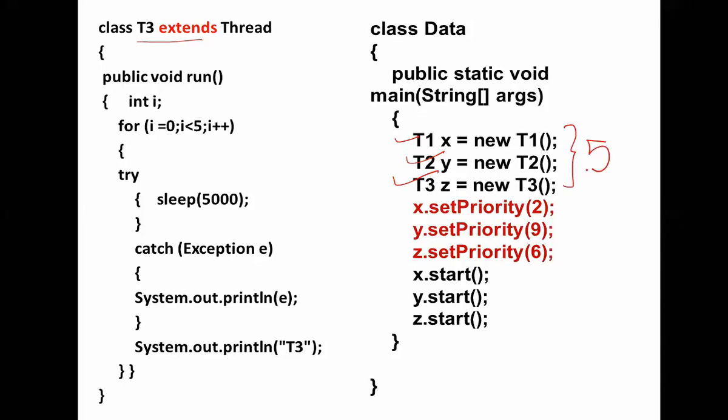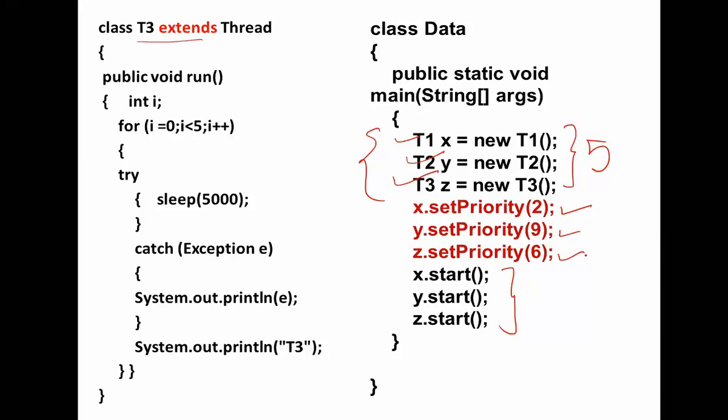But now suppose I execute this program. Before I start this, you can say over here, the threads are in a newborn state. I need to get them in an active state. Only then the threads are going to start running. Now that will happen only after I use the start method, right? But before that, I do x.setPriority to 2. So this thread belonging to T1, I've set the priority to 2. So I've reduced the priority. y.setPriority is 9 and z.setPriority is 6.